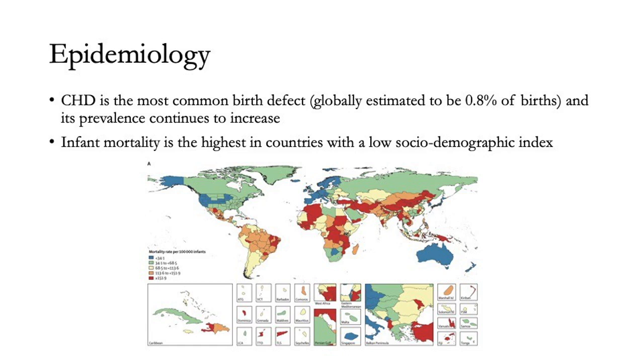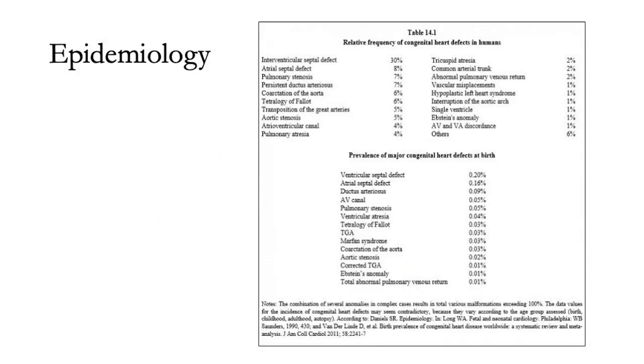Infant mortality is the highest in countries with a low socio-demographic index, such as Oceania, North Africa and the Middle East, the Caribbean, Central Sub-Saharan Africa and Southeast Asia. Although countless defects may have been described, 3/4 of them involve the following abnormalities: ventricular septal defect, 26%, persistent ductus arteriosus, 14%, ASD, 11%, tetralogy of Fallot, 9%, pulmonary stenosis, 8%, coarctation of the aorta, 6%, transposition of the great arteries, 6%, and aortic stenosis, 5%.